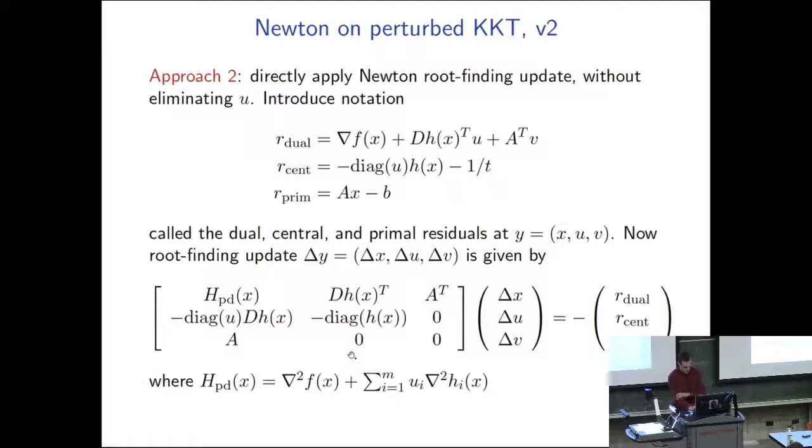Okay, so we're going to basically think about solving this big system, and then just moving delta x, delta u, delta v, moving our iterate x, u, v in that direction, delta x, delta u, delta v. And that's going to be approximating the solution essentially to this system. And after we just take one step, we're going to update t. That's the essence of the primal dual interior point method.